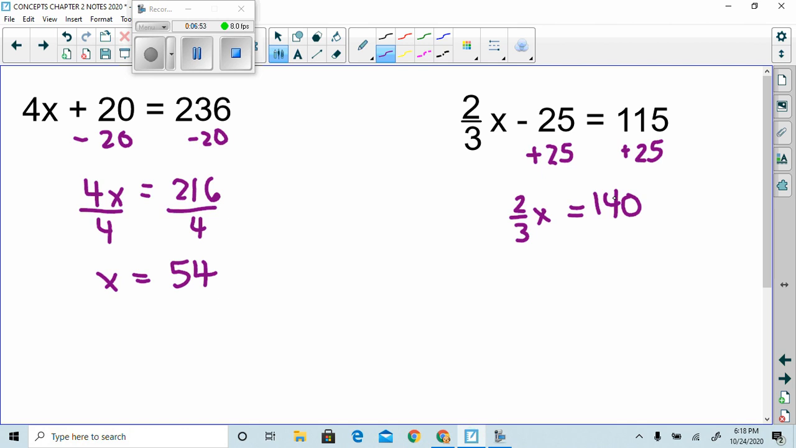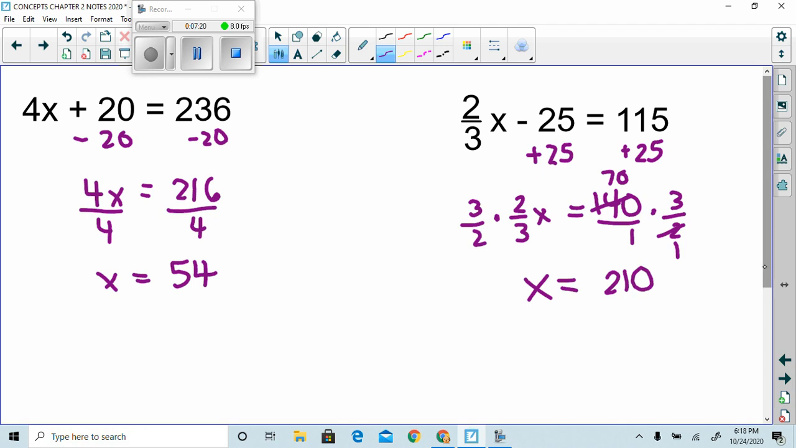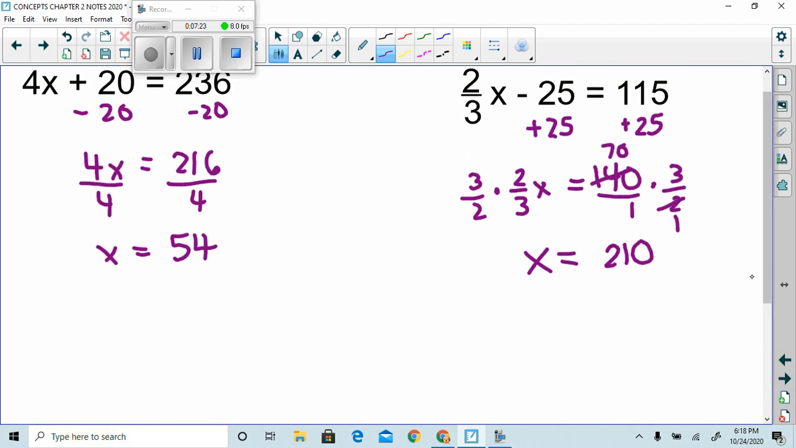In order to eliminate that fraction, we multiply by the reciprocal. We did a few of these in the one step last week. Everything cancels on the left because any number times its reciprocal equals 1. And then I can cross cancel 2 into 2 once, 2 into 140, half of that is 70. 70 times 3, 210. Okay? Just trying to give you different types so that we can practice a little.